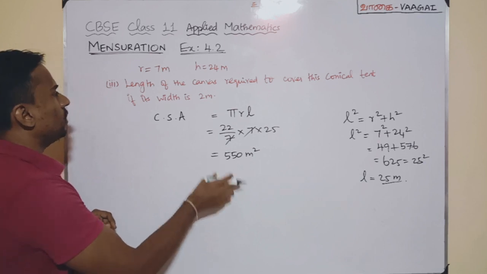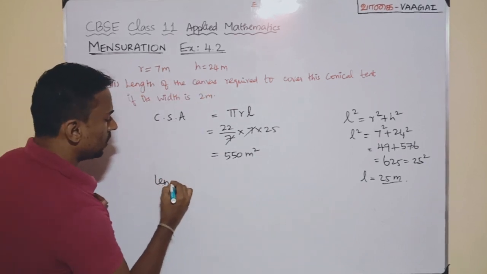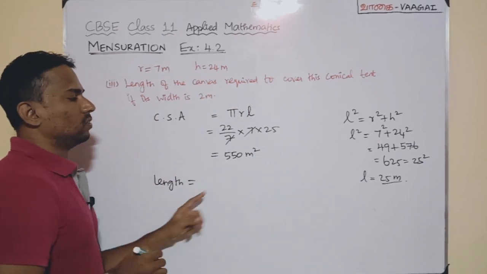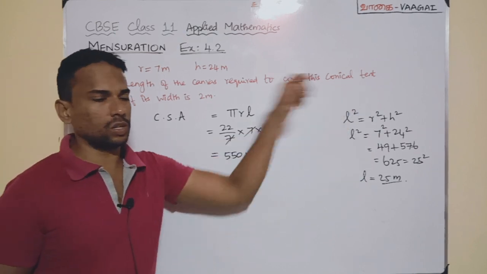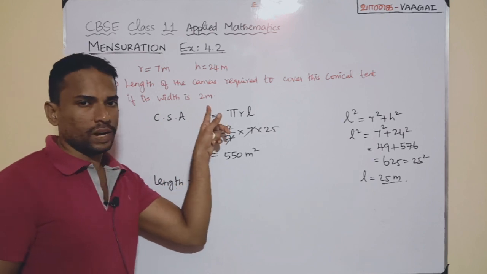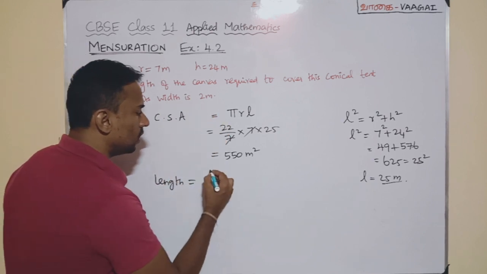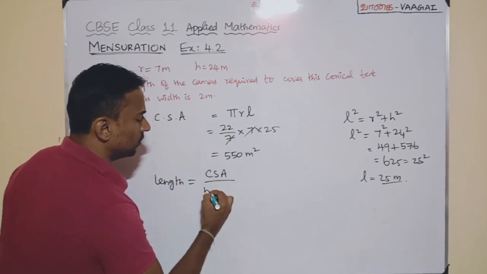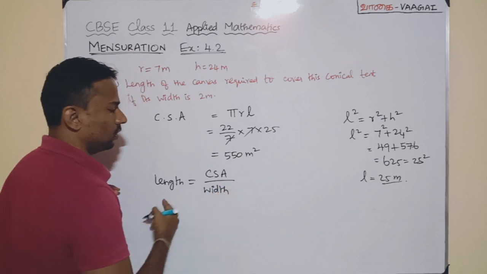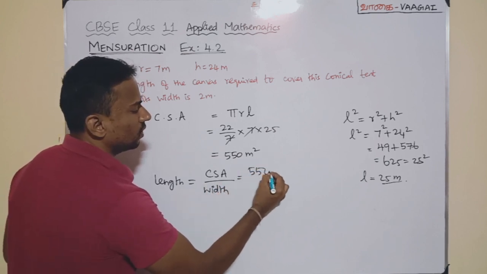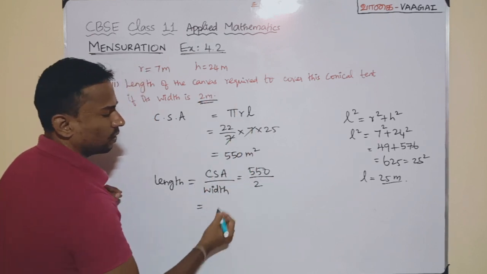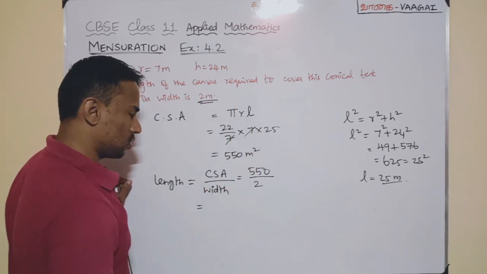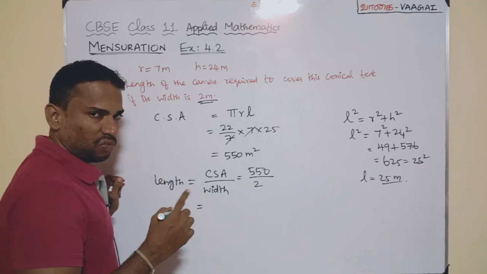Yes, but we need to find out the length of the canvas. So how can we find the length of the canvas? If this is the total area, and I need to find the length of the canvas to construct the conical tent whose width is 2 meters, I can simply divide the CSA by the width. That will give you the length. So CSA is 550 divided by width, which is in the question itself, 2. Now when I divide it, I will be able to get the answer. So 550 by 2, it means 550 half.